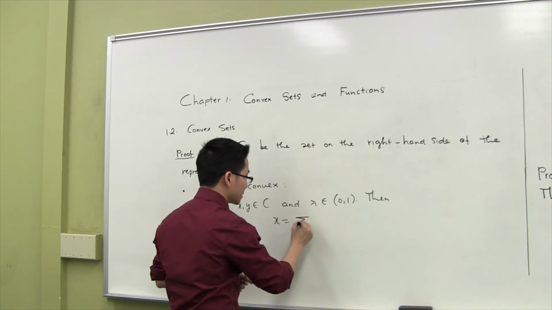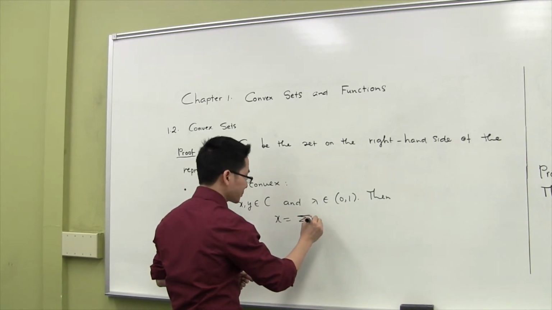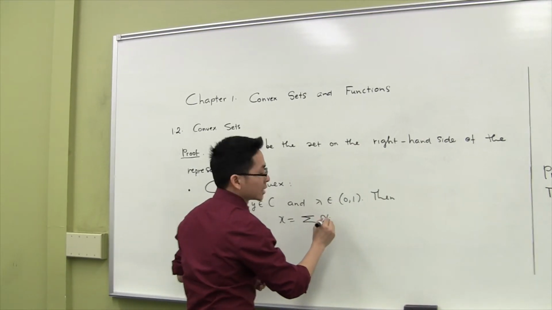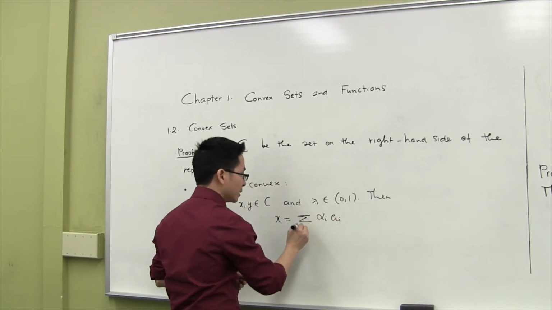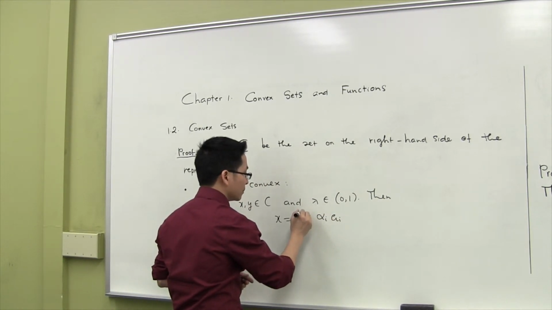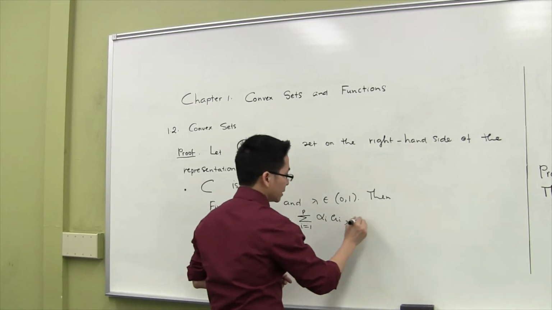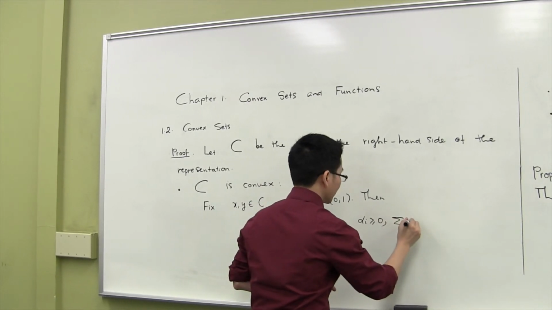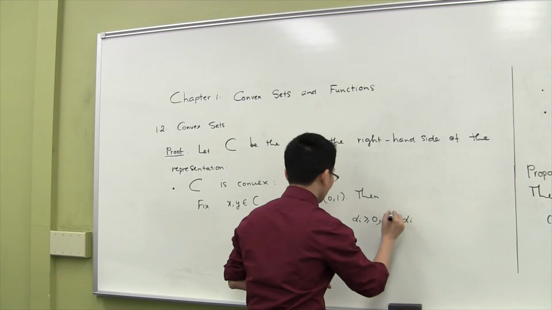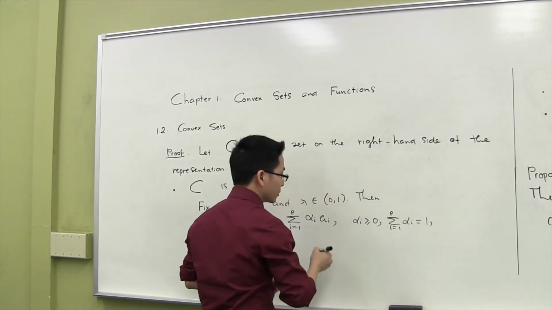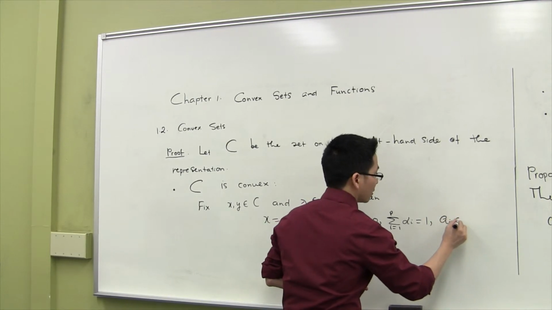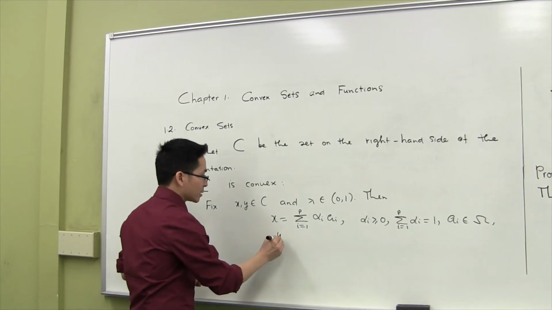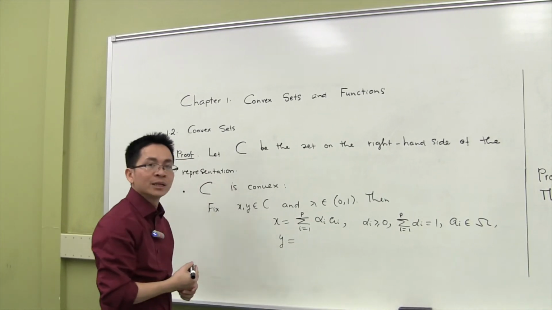So x can be written as the sum of alpha_i times a_i, where i runs from 1 to p. Here, each alpha_i is greater than or equal to 0, the sum of alpha_i, where i runs from 1 to p, is equal to 1, and also each a_i belongs to omega. Okay? And similarly, y is also a convex combination of elements of omega.